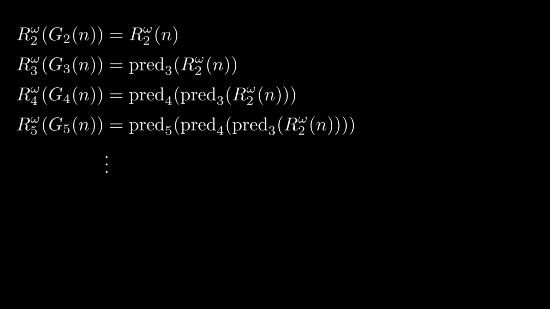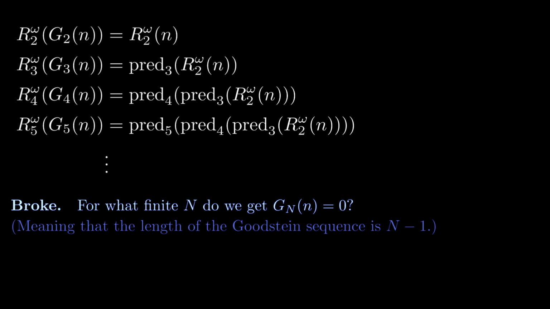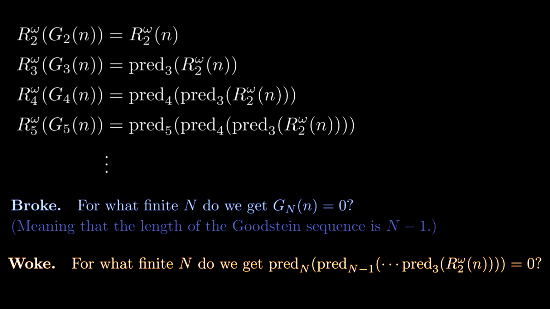Now, instead of asking for what finite n do we have g_n is equal to 0, we can instead ask for what finite n do we have that the base n predecessor of the base n minus 1 predecessor of the base n minus 2 predecessor, and so on, until the base 3 predecessor of R2 omega of n is equal to 0.